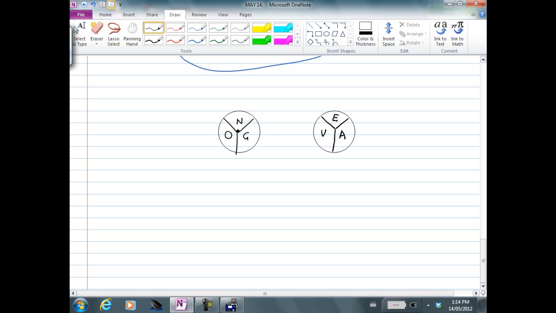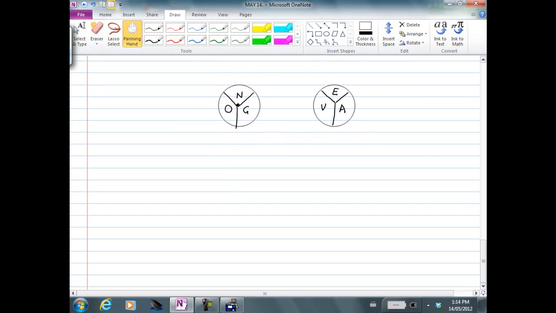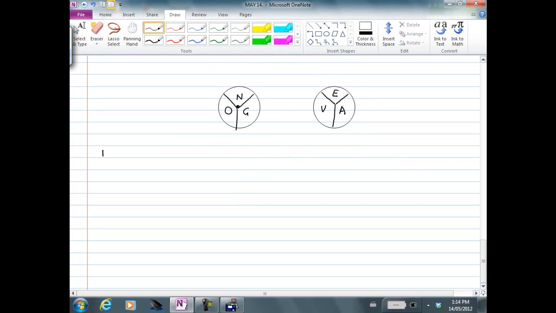Guys and gals, I'm going to ask you to do 2 things. 1, create a tree. 2, create a table. And once you finish that, you can answer number 3. What's the probability that I get the letters N, V? Good luck. And I'll pause it.